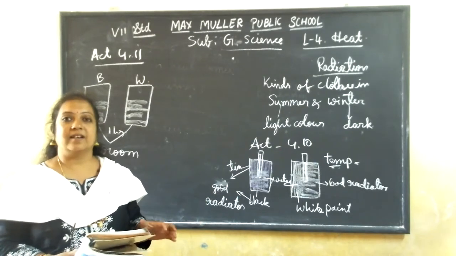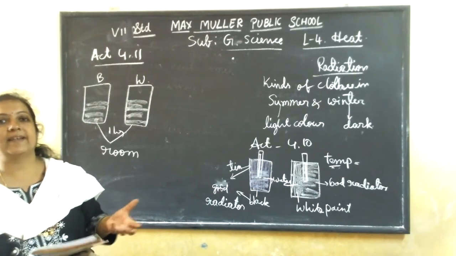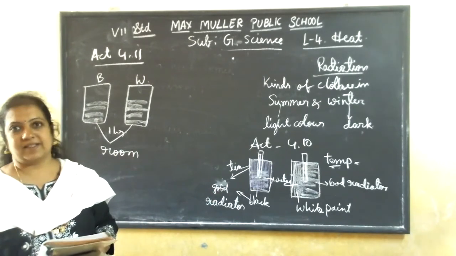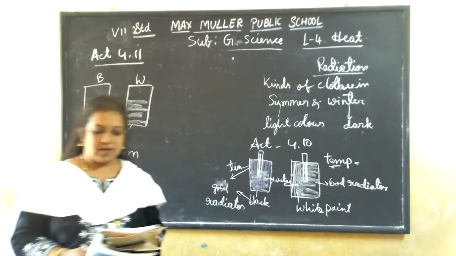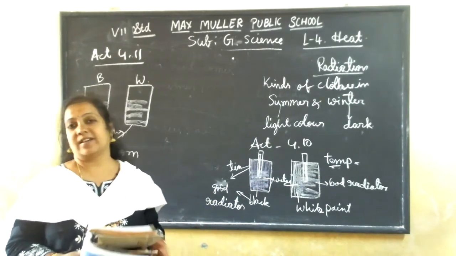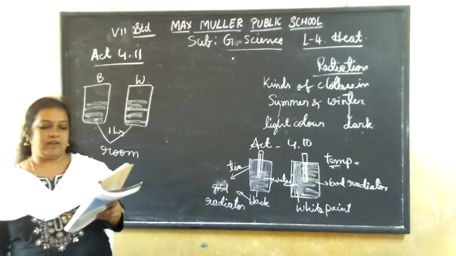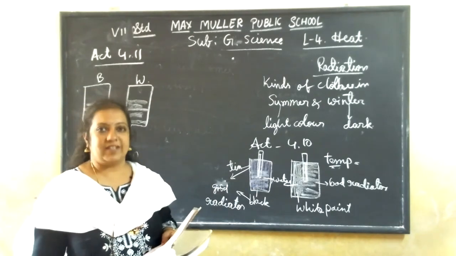White colored clothes reflect the heat more. That's why we use light colored clothes in the summer season. We feel more comfortable wearing light or white colored clothes in the summer. Got it? Then one more here, woolen clothes keep us warm in winter.